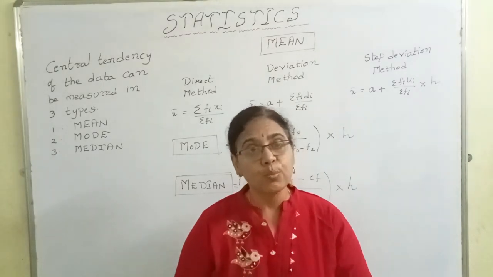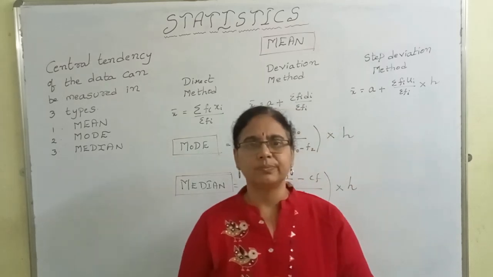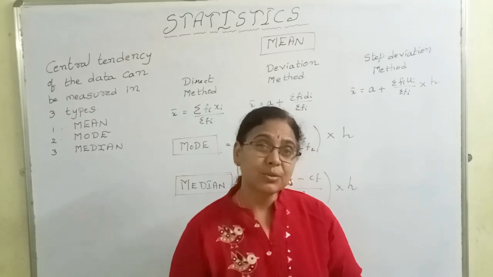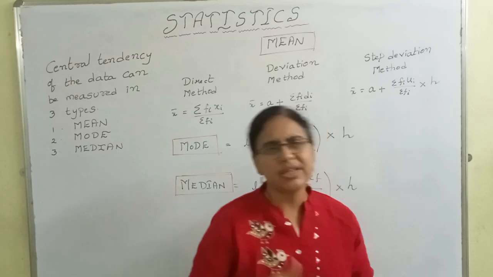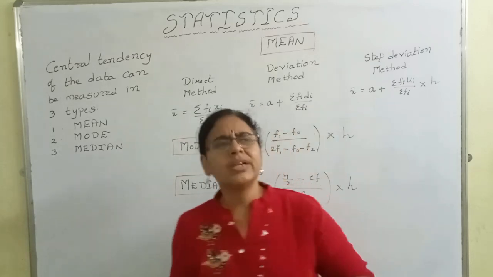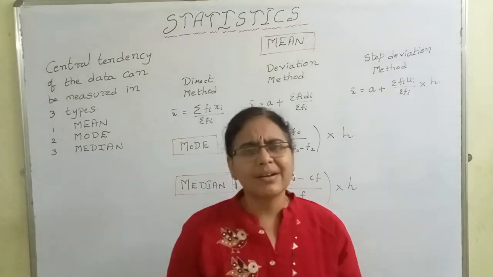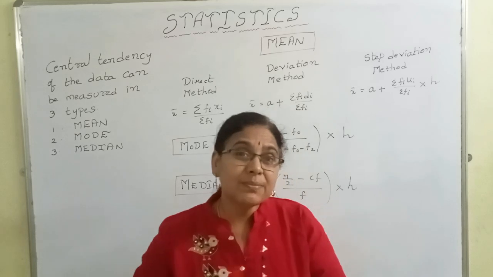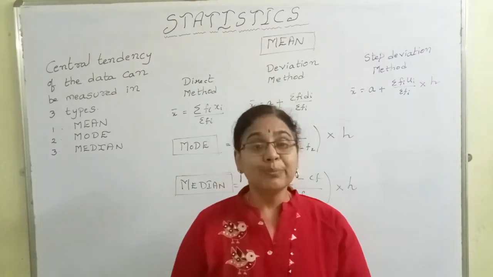Come to the mode. Mode means the repeated observation. Suppose in your class, which color do the students like the most? One student likes red, green, yellow, red, green, white, black. Most of the students like red, so that is known as the mode. The one which is repeated the most times is known as mode.